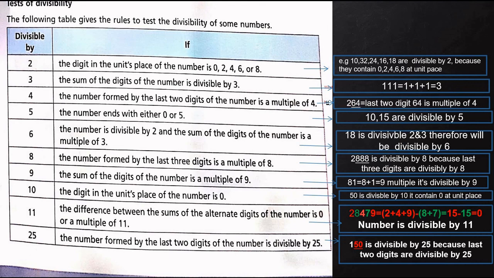Divisibility test of 25. This is simple. The number formed by the last two digits of the number is divisible by 25. For example, 150 is divisible by 25 because the last two digits are divisible by 25. Here are the last two digits, 50. 50 is divisible by 25. Two 25s make 50. Therefore, the total number is divisible by 25.